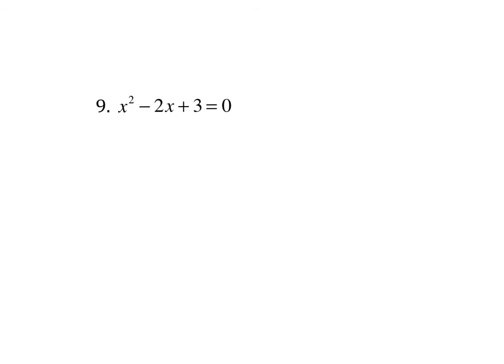Now, because, like I mentioned earlier, my A is 1 and my B is even here, I like completing the square on this one. So I'm going to complete the square by subtracting the 3 from both sides and giving myself a little bit of space there. Then I'm going to take my b here, divide it by 2 to get negative 1. I'm going to square it to get a positive 1. So I'm going to add 1 to both sides.